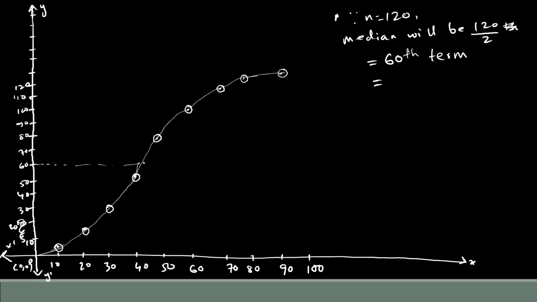So first you find the 60th term on the y-axis. You draw a line from here to the curve, and from the curve you draw a line down to the x-axis. So you got this point, right? Let's say the point is, I don't know, maybe 42. So this will be your median.